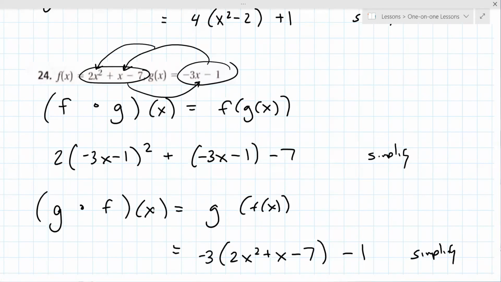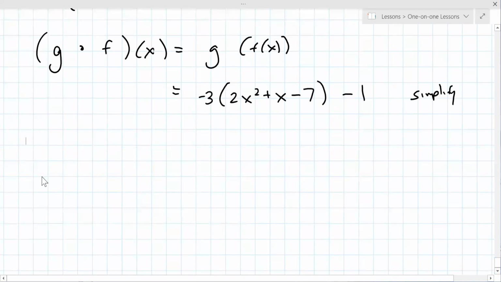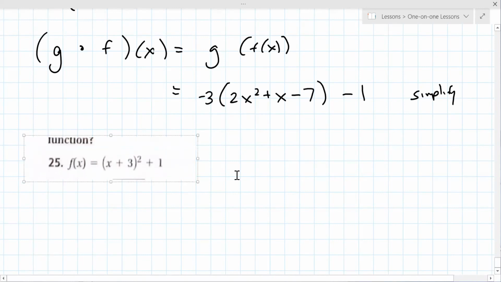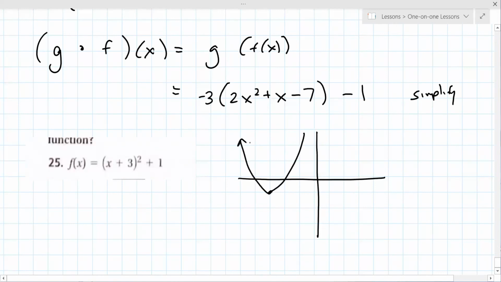All right, 25. Okay, find the inverse of each function. Is the inverse a function? It's weird. The instructions are not clear. The original function does not have an inverse. The reason is that if we were to graph this, it would look something like this, and it doesn't pass the horizontal line test.